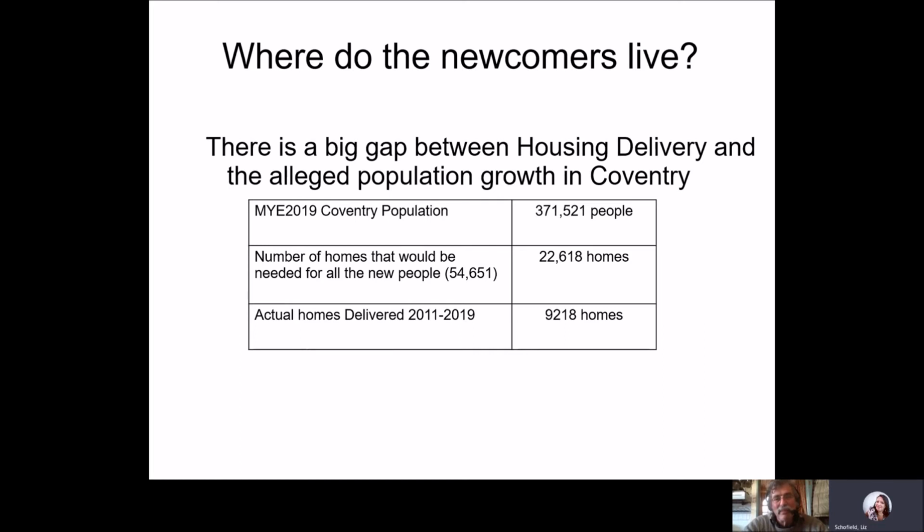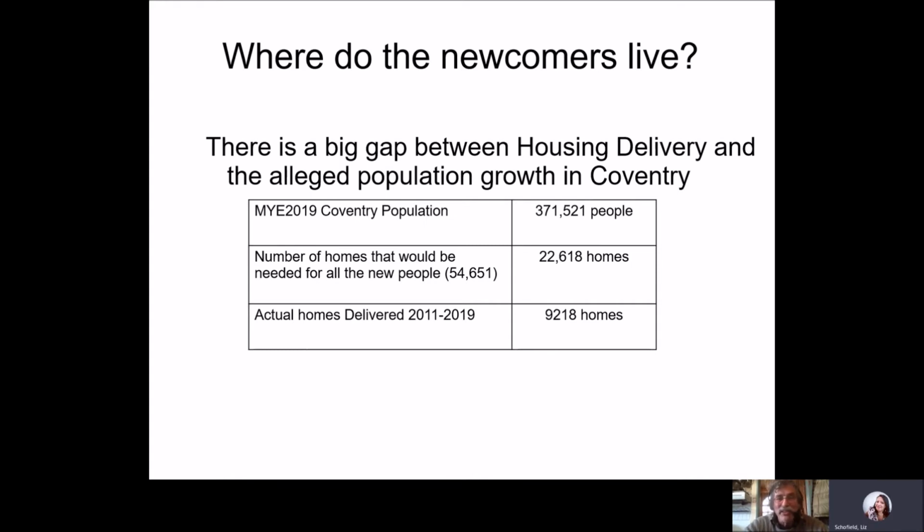And if that were true, based on average occupancy, you'd say, well, we need 22,618 homes to accommodate them. But in actual fact, over that same period since the last census, less than half that number of homes have actually been delivered. And that number of 9,218 is actually largely student flats and accommodations. They're not real family homes. They're not real increases in the population of Coventry. They are a transient population which does not tend to increase itself or reproduce itself.